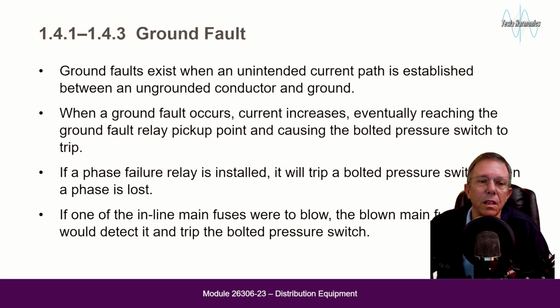Ground fault. Ground faults exist when an unintended current path is established between an ungrounded conductor and ground. When a ground fault occurs, current increases, eventually reaching the ground fault relay pickup point and causing the voltage pressure switch to trip. If a phase relay is installed, it will trip a voltage pressure switch when a phase is lost. If one of the inline main fuses were to blow, the blown main fuse detector would detect it and trip the voltage pressure switch.